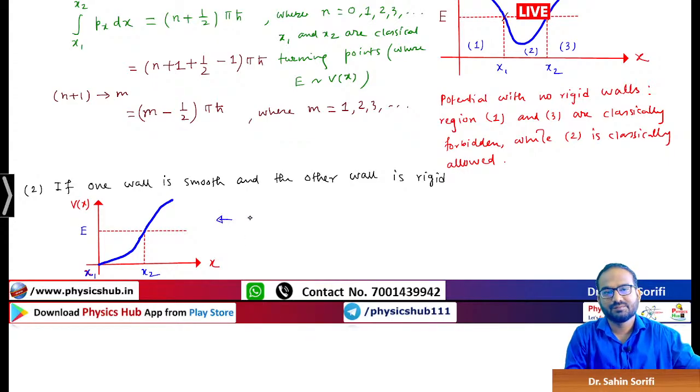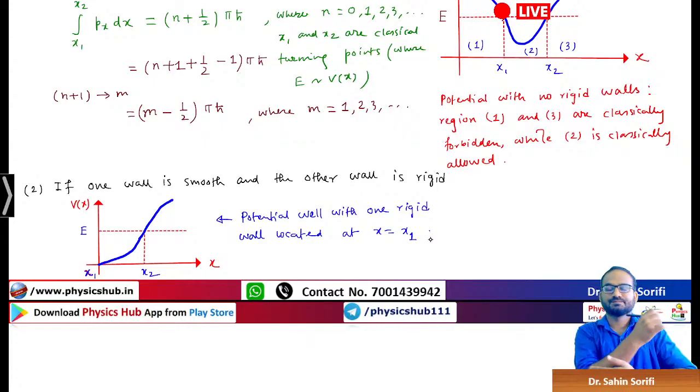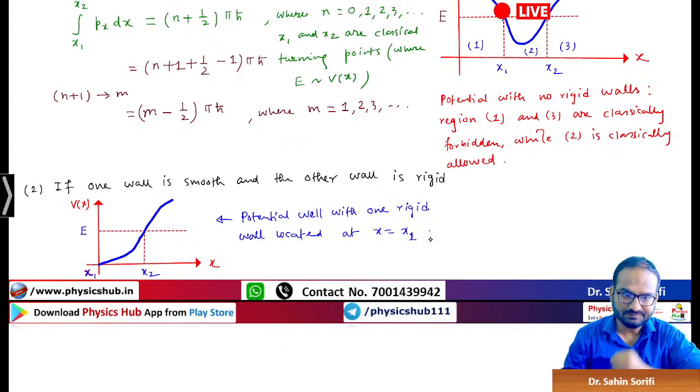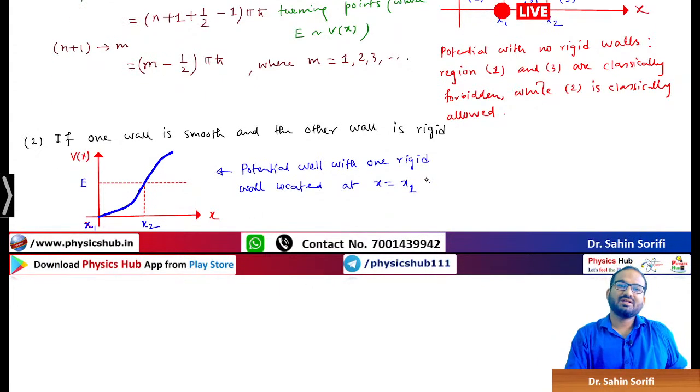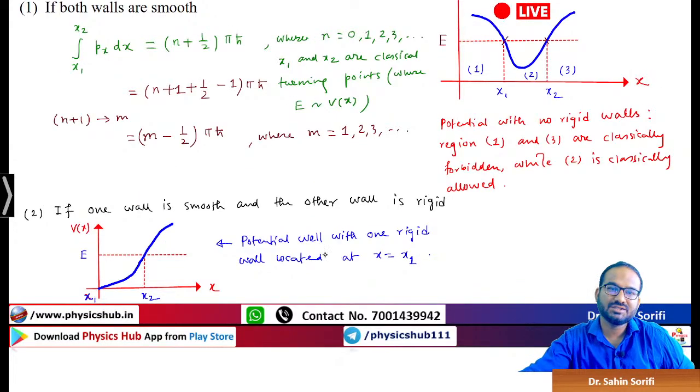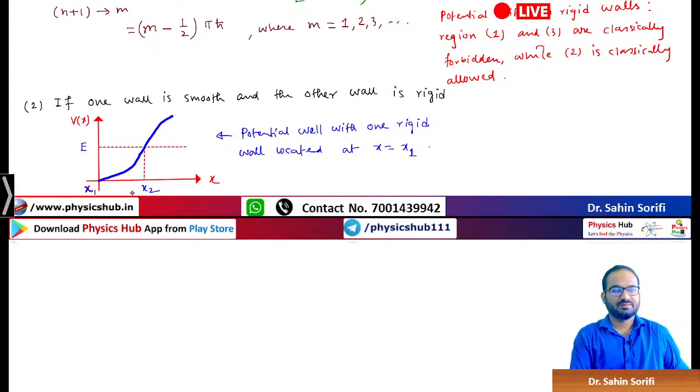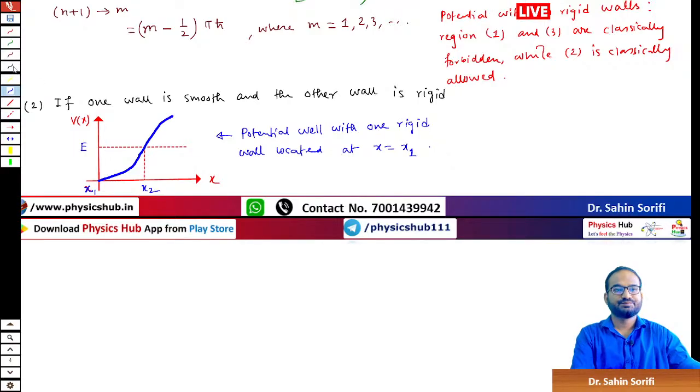So this is the case of a potential well with one rigid wall located at x equal to x1. Okay. So for this case, how is this formula going to change? We also have here the classical turning points x1, x2.